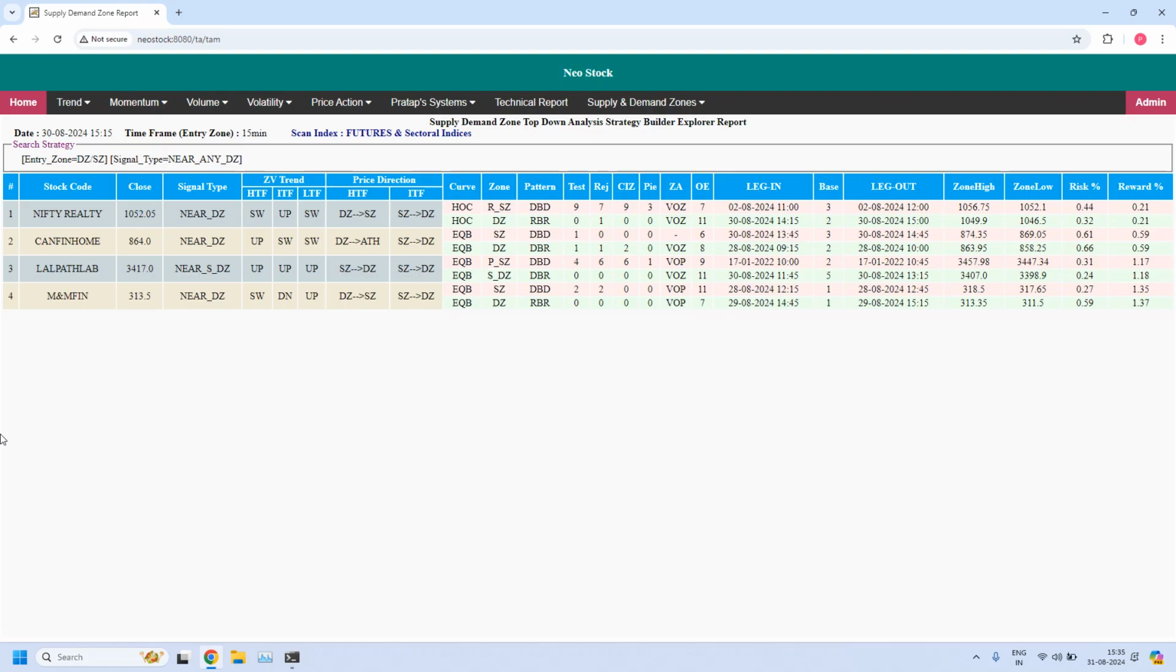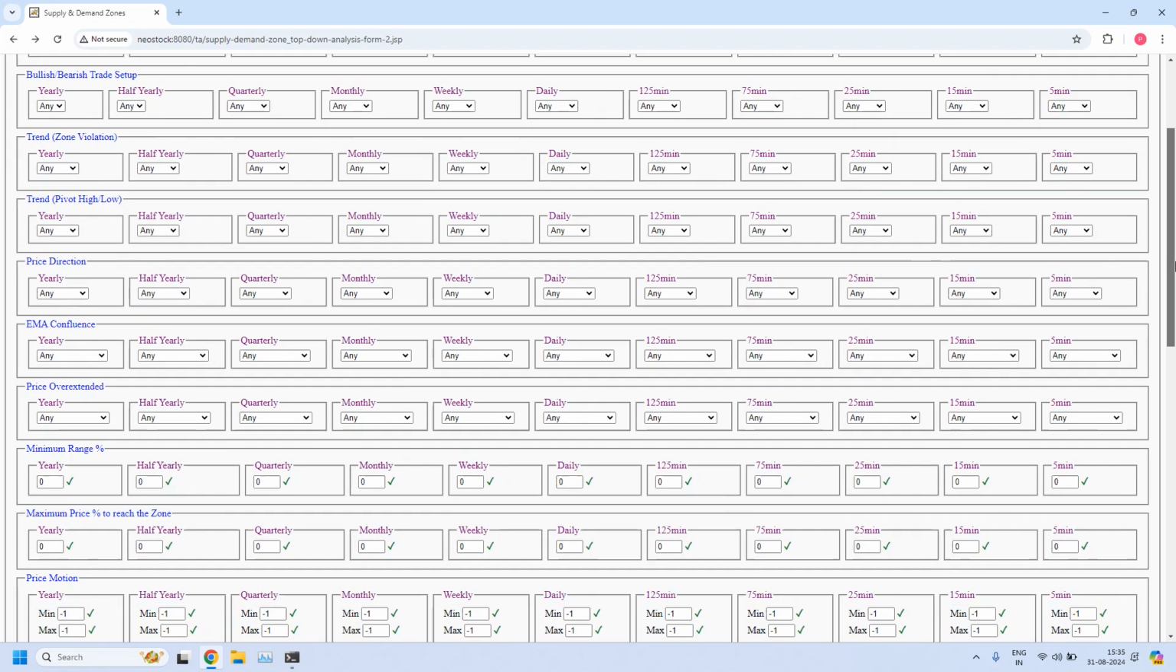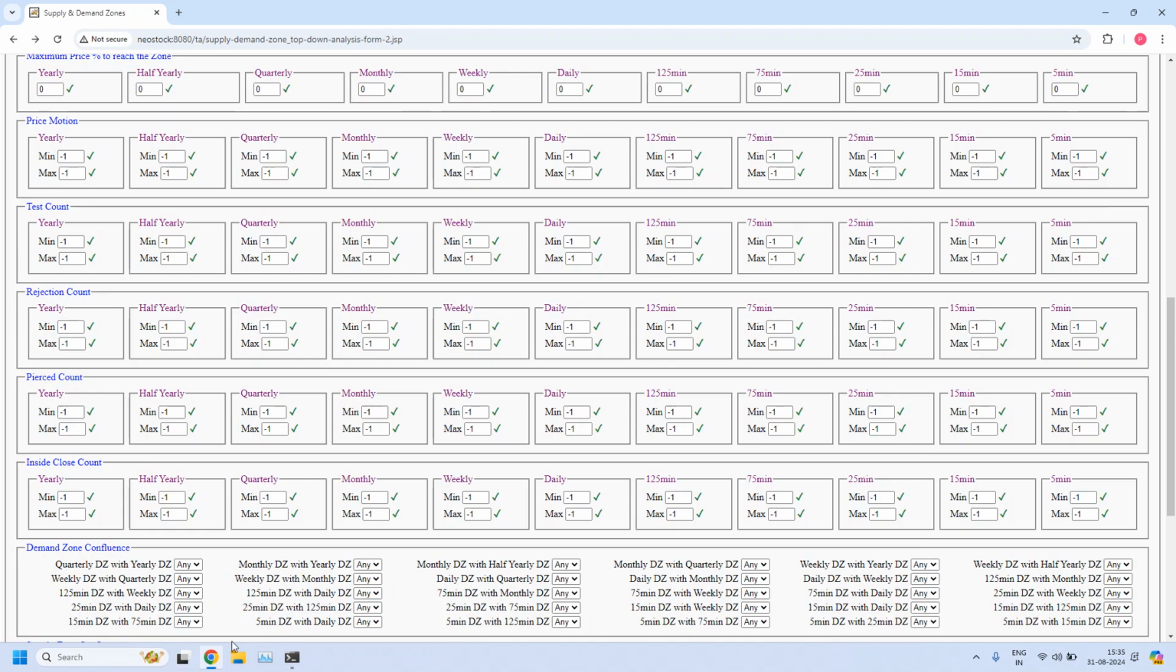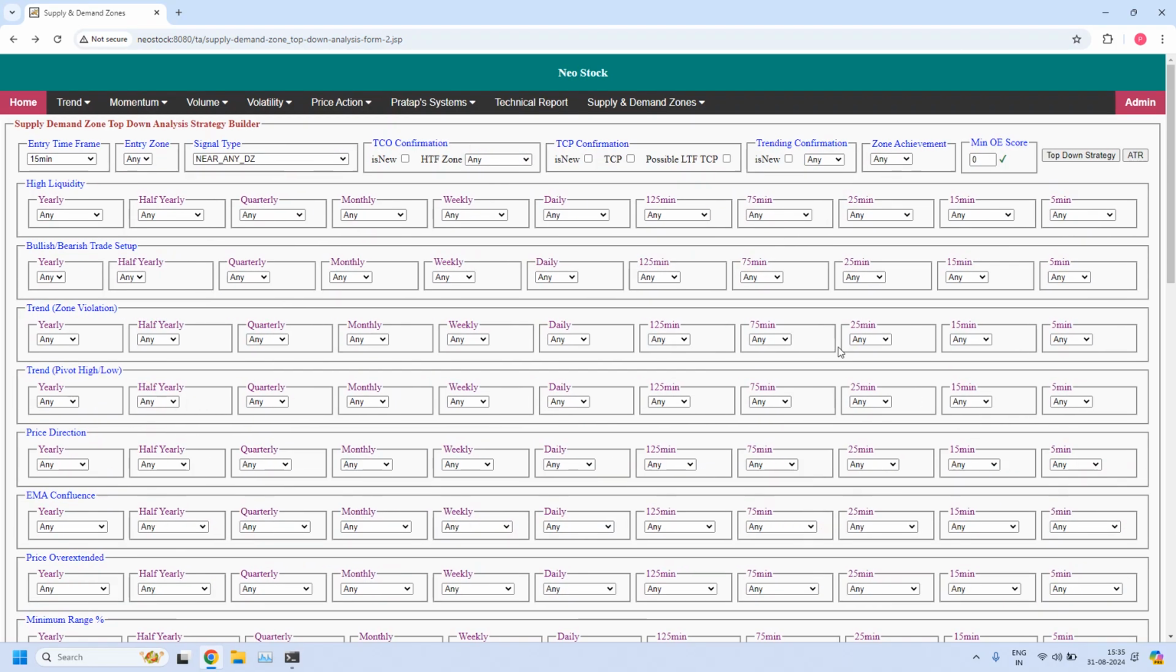Let's verify whether any of these 4 stocks are having high liquidity. Sorry, not high liquidity. Lalpat Lab is already a high liquidity zone, but we are looking for demand zone confluence. The 15 minutes and 75 minutes demand zone confluence, that is the LTF and ITF demand zone confluence. So in the demand zone confluence, the 15 minutes and 75 minutes confluence is enabled. Now let's verify.